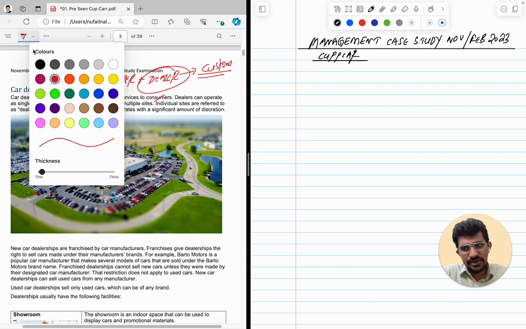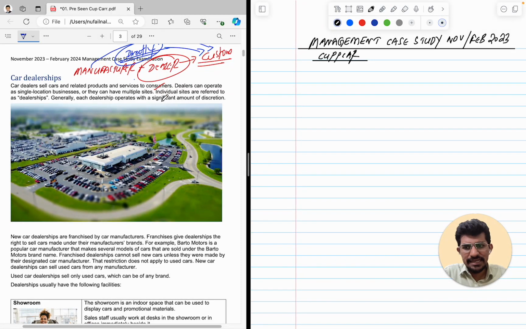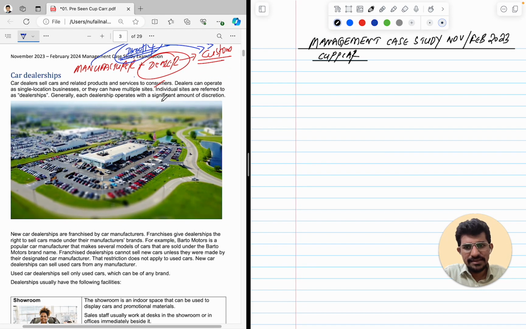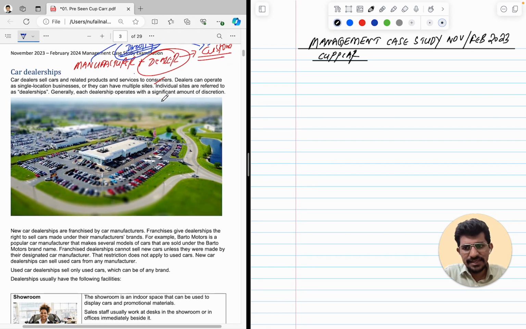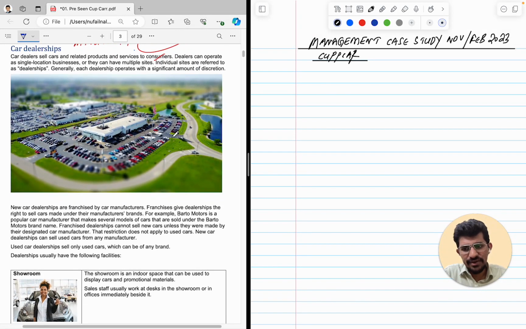And as I told you, students, digitalization is very strong. There are chances that, due to the internet, the manufacturer can directly connect to the customer. So just remember that directly connecting to the customer is also a possibility. So students, dealers can operate as single location based, or they can have multiple sites. Individual sites are referred to as dealerships. Generally, each dealership operates with a significant amount of discretion. Now you see here, students, the floor area matters.